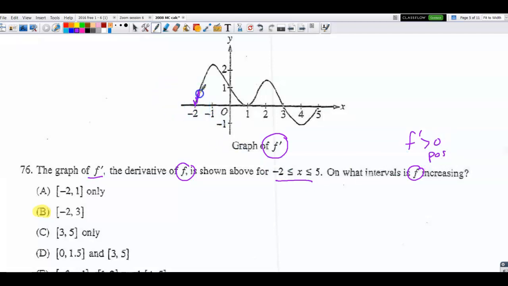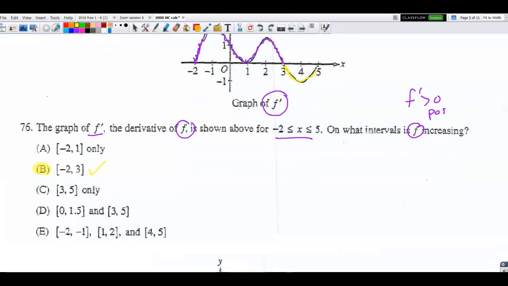So this is the graph of f prime, and f prime is positive, positive, positive, positive, and then after 3, f prime goes negative. So f prime is positive from -2 to 3, which is letter B, and that was certainly not a calculator question.